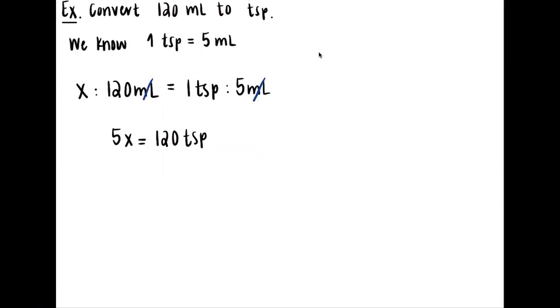And then once we go ahead and remember to solve for X, we have to divide by 5 to get that form of 1. And we'll have X is equal to 120 divided by 5 is 24 teaspoons, sorry. And that is our final answer.